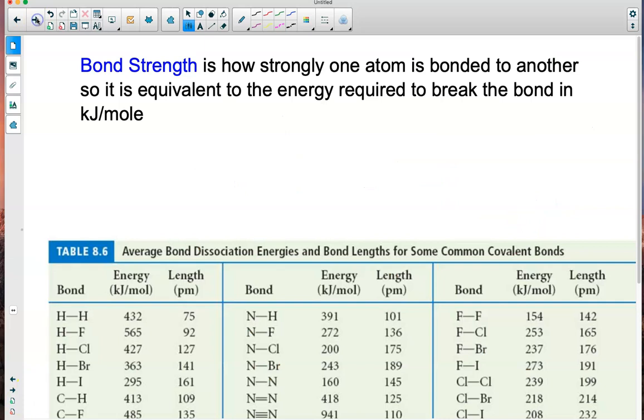Next bonding property is the bond strength, which is how strongly one atom is bonded to another. This is equivalent to the energy required to break the bond apart in kilojoules per mole. This table shows a bunch of different bond energies. And this is also connected very strongly to bond length. The shorter the bond length, the stronger the bond.